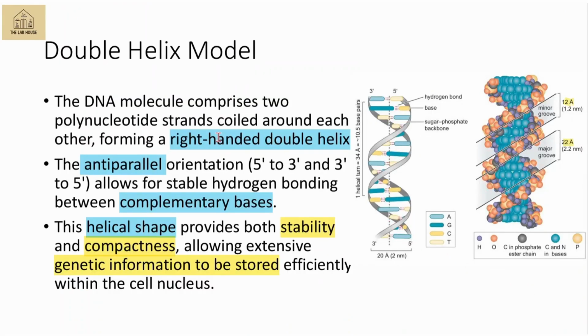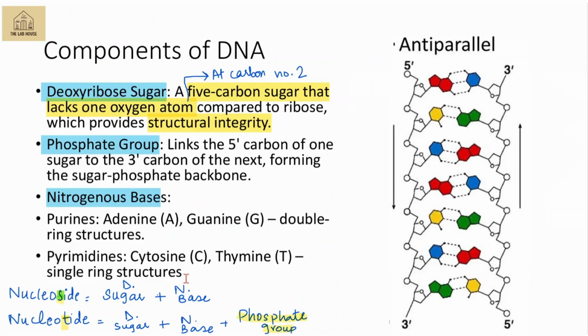Now the double helix model is a right-handed double helix with antiparallel strands and complementary bases, which allow for stable hydrogen bonding between the complementary bases. As you can see, these are the complementary bases and these are the hydrogen bonds between them. What is the purpose of helical shape? Helical shape provides stability, compactness and genetic information storage inside the DNA.